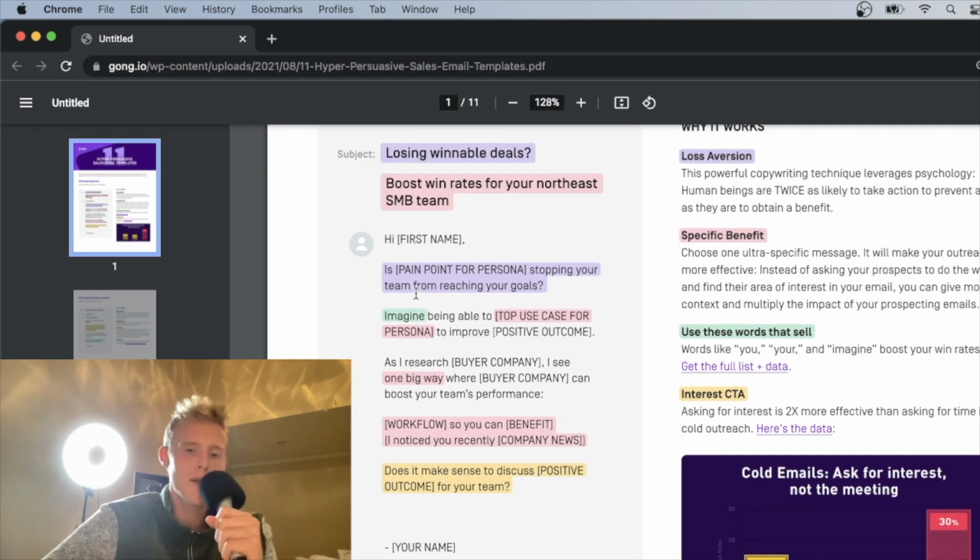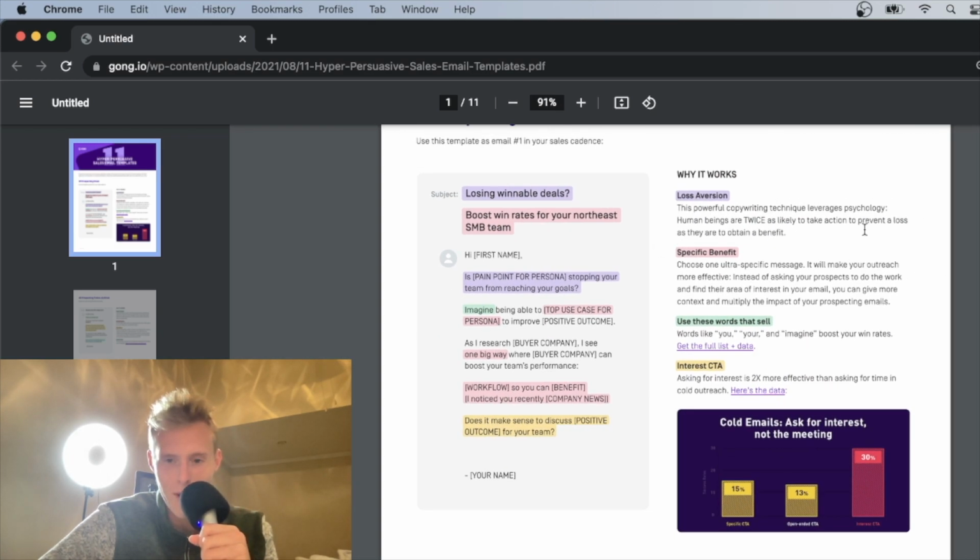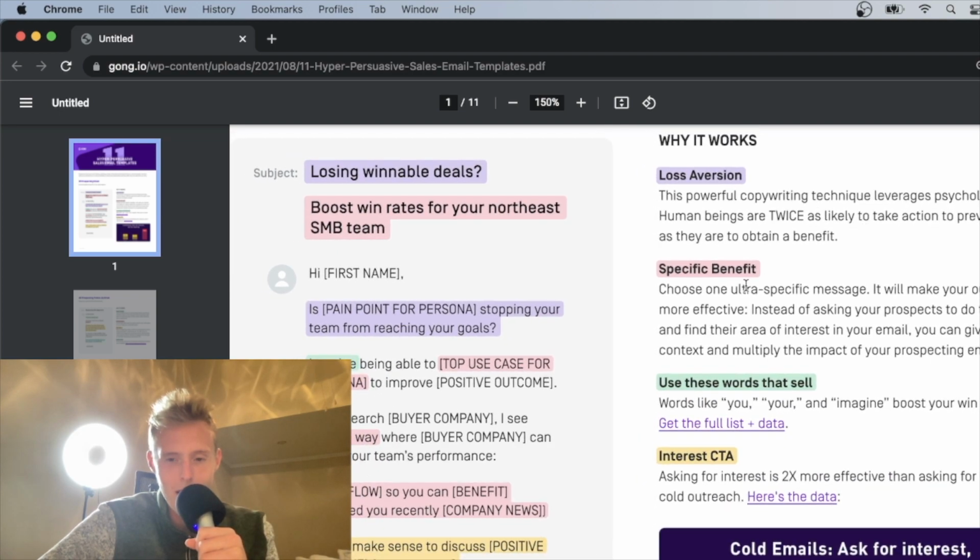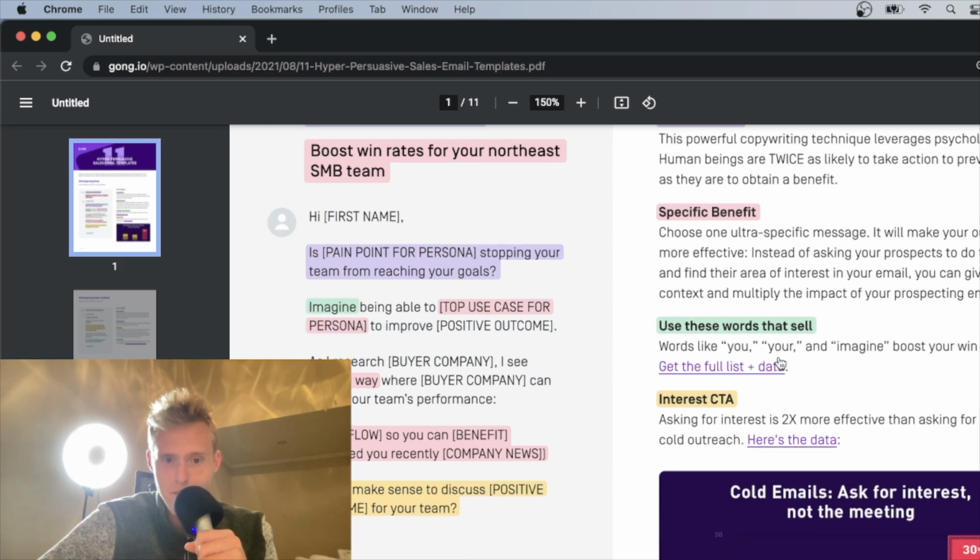Okay, guys, a lot to break down here. Starting right here is use words that sell, words like you, your, and imagine. So that's the key takeaway right here: use words that sell. You, your, imagine.